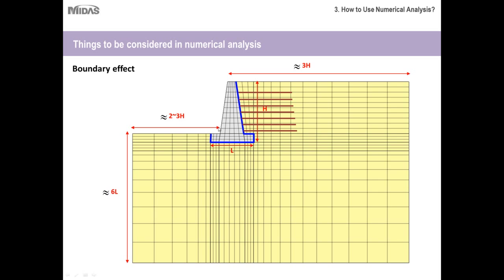And in the same manner, you have to consider in the front side 2 to 3 times the height of the wall. So if you add these two up, if h is your height of the wall, then you have to approximately consider the boundary in the horizontal direction as 6 times the height, and if the width of your foundation is L, then you have to go below the foundation to approximately 6 times the length or the width of the foundation. So these are some empirical formulations that you should bear in mind.